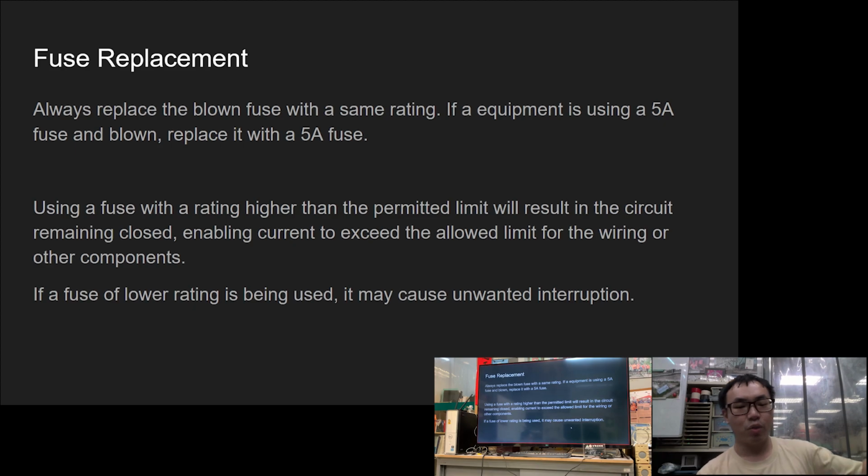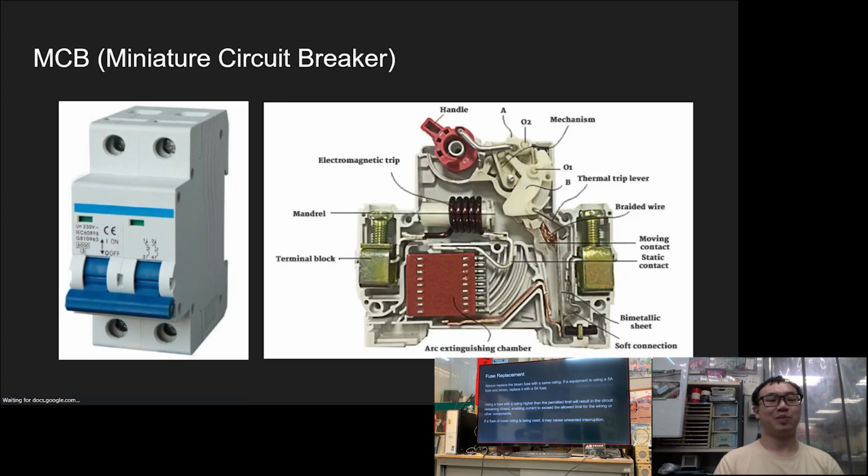Okay, you may want to avoid unwanted interruption. But if you really don't have a proper fuse with you, you should always choose a lower rating. Like if your equipment is using a 5A fuse, you can sometimes, in practice, try to use a 3A fuse to replace it. You cannot replace it with a 10A fuse, but you can try to use a lower rating. Okay, I make it very clear.